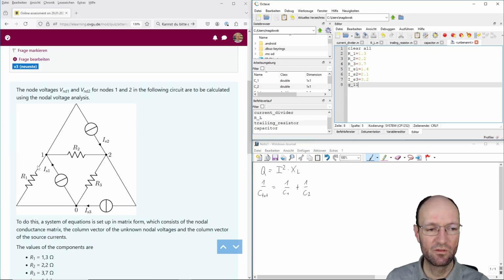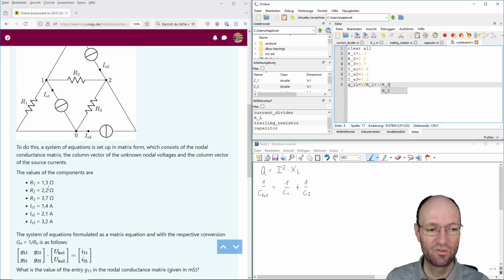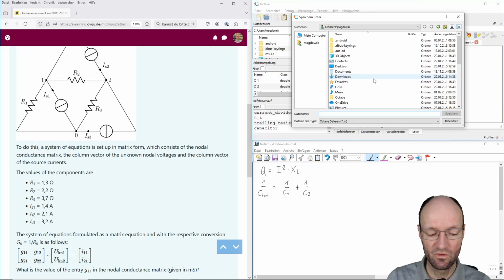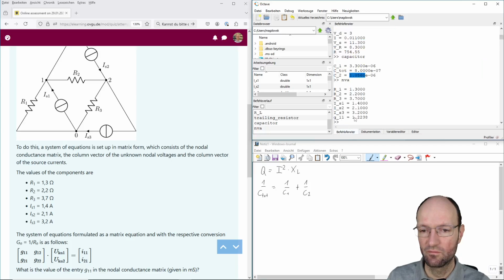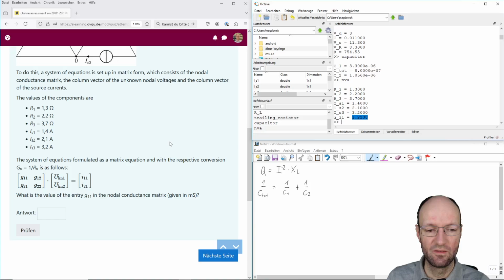And so now the G11, this entry here on the main diagonal of this matrix, is the sum of the conductances of the resistors that are connected to this node. So this should be 1 over R1 plus 1 over R2 because the resistors 1 and 2 are the ones that are connected to this node. So that should be it. This is nodal voltage analysis. And this is the result in Siemens.